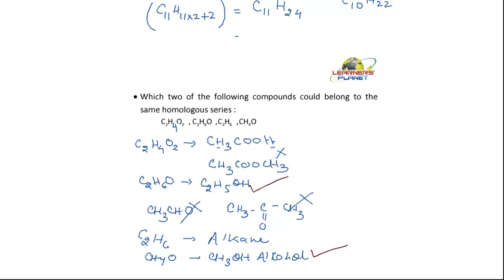Had there been one more option like CH2O2, what would this have been? This would have been HCOOH, that is formic acid, right? Then the homologues here would have been this and this. So this is how we find out the members of the homologous series.